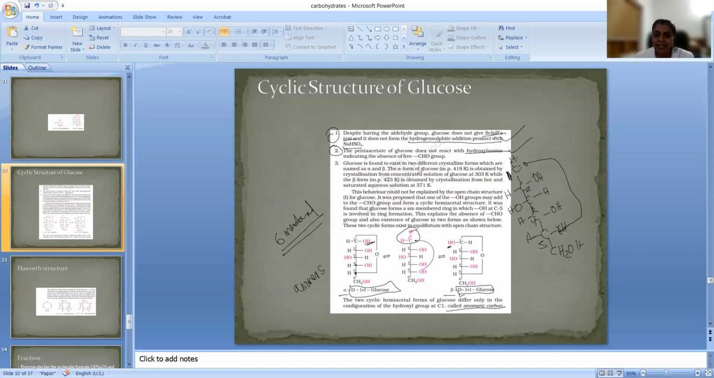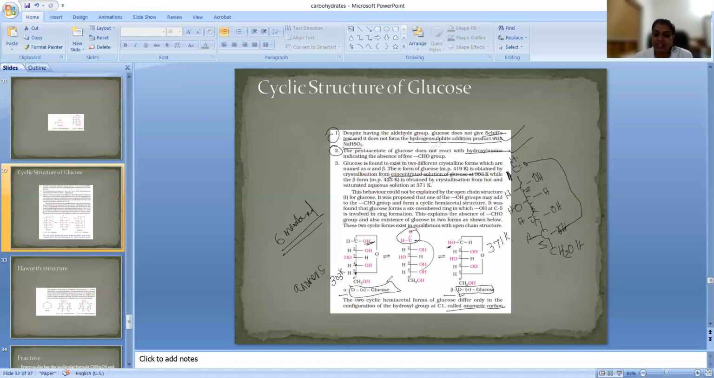And how we are getting these two forms, that is important. How is the alpha form obtained? By the crystallization from a concentrated solution of glucose at 303 Kelvin. At 303 Kelvin, a concentrated solution of glucose undergoes crystallization, and we get this alpha form. And if you take a hot saturated solution of glucose at 371 Kelvin and it undergoes crystallization, we get the beta form.